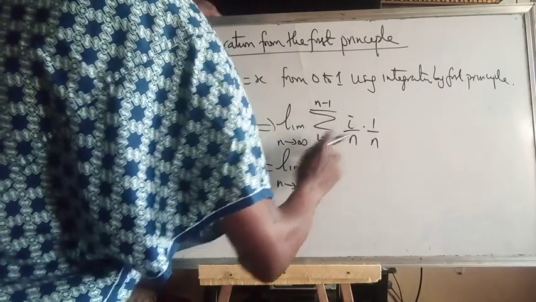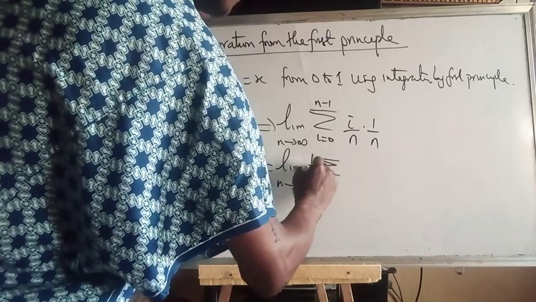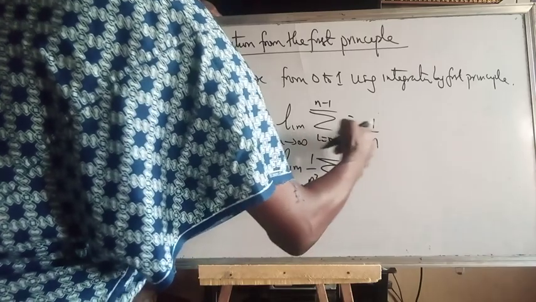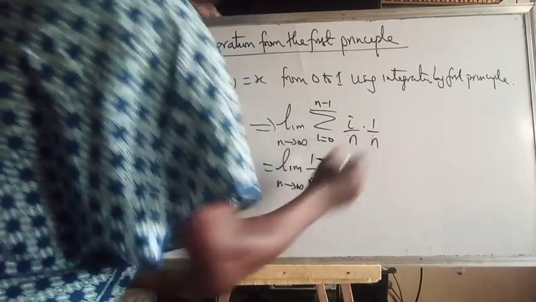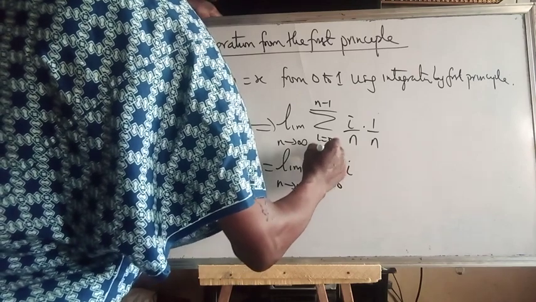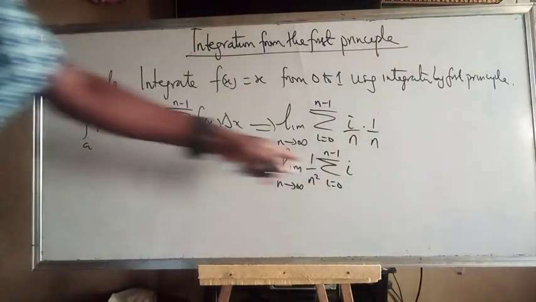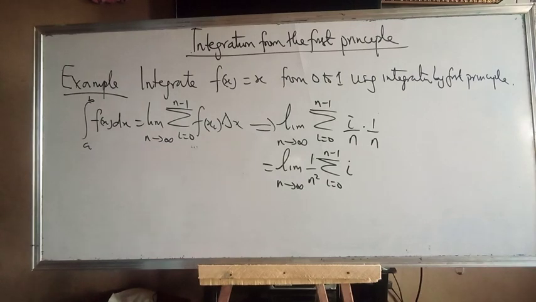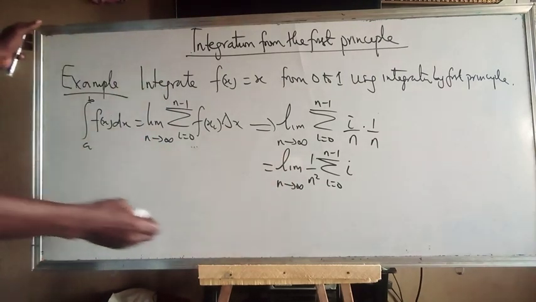Summation, putting the constant 1 all over n squared there. 1 times i is i, and i times n is this. I hope you understand that. i is moving from 0 to n minus 1. So let's deal with the summation first, before we now take our limits.